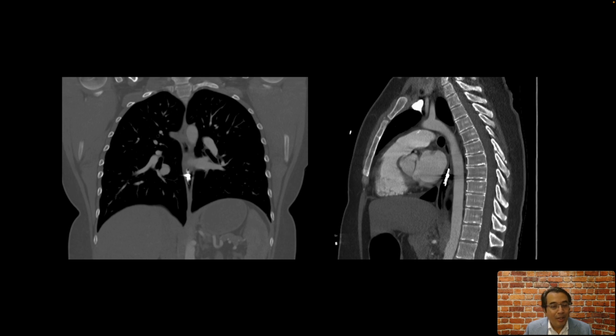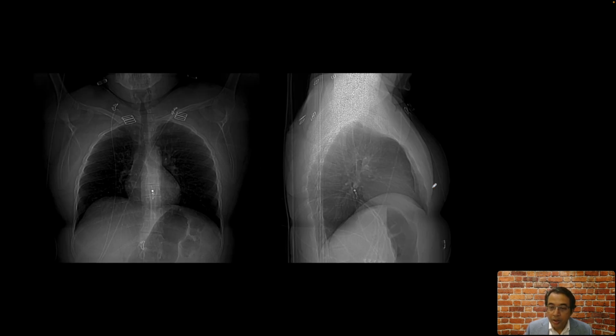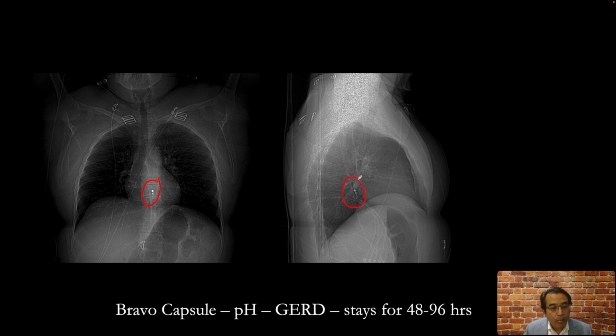All right, here's our next patient, and on their CT of the chest, on this coronal image in the bone windows and also in the sagittal image, we see this linear hyperdensity in the mid-esophagus. Now this is its appearance on the scout images of the CT, the AP projection, and also the lateral projection.